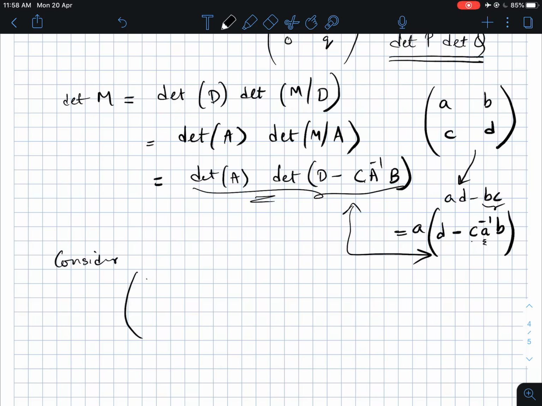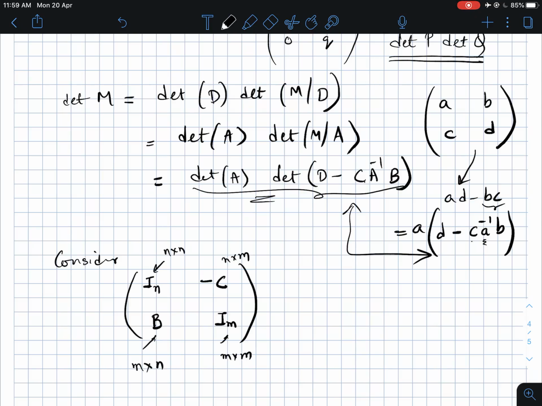Consider the following block matrix. Let's say this is IN, this is minus C, this is B, and this is IM. So this is N cross N identity, this is M cross M identity. So the matrix C here is N cross M, the matrix B here is M cross N. I'm just putting minus C as an example. You'll see why I'm putting minus C in a minute. Minus is actually not very important there.